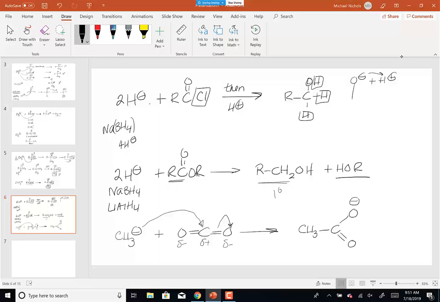And so what did I just make? A deprotonated carboxylic acid. If you don't like that, we have to put in our then H plus H2O step. If I put in my H plus H2O step, I'm going to take my O minus and protonate it, and that's what kind of functional group? That's a carboxylic acid. So I just made a carboxylic acid. So this is its own reaction. But is it the same mechanism? Pretty much.